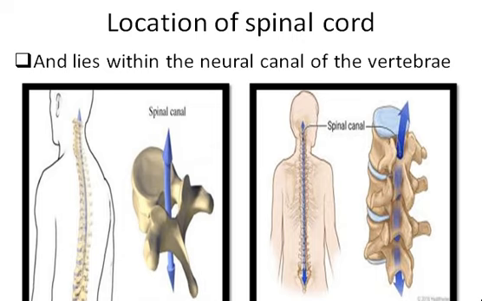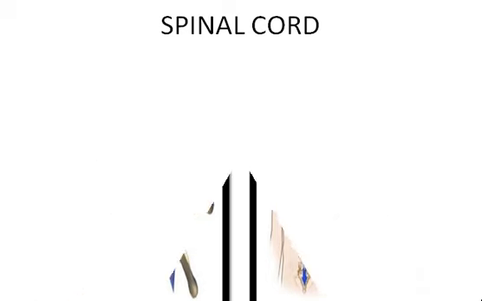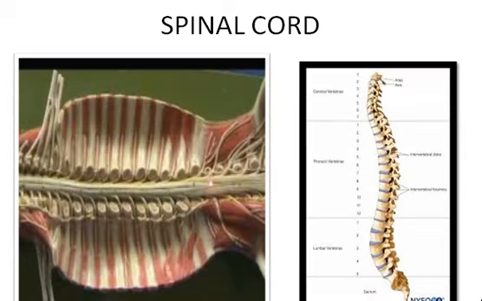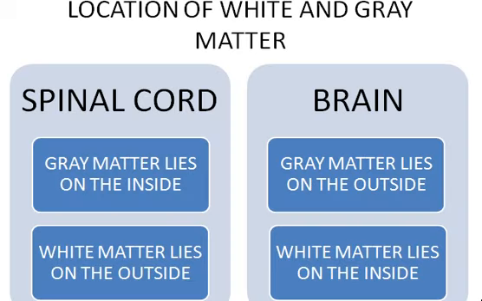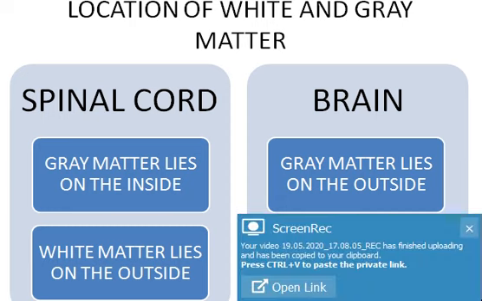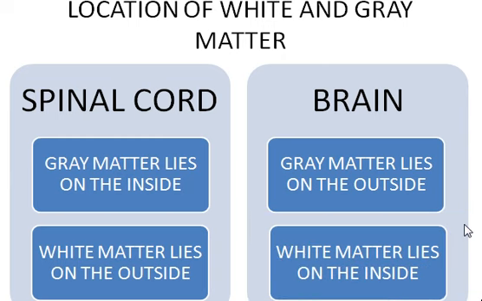Now we will study the location of the white and gray matter by differentiating the spinal cord from the brain. You can notice these pictures of the spinal cord. So now we will differentiate between the spinal cord and brain on the basis of the location of white and gray matter. In the spinal cord, the gray matter lies on the inside, whereas in the brain, the gray matter lies on the outside. In the spinal cord, white matter will lie on the outside, whereas in the brain it will be vice versa. White matter will lie on the inside.